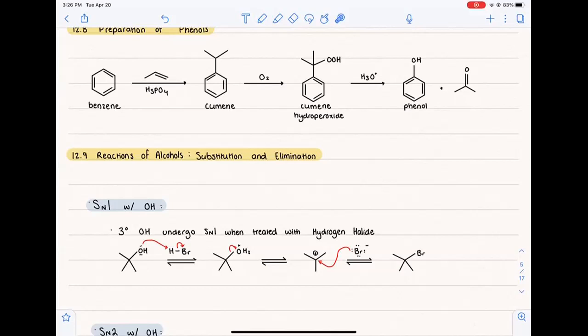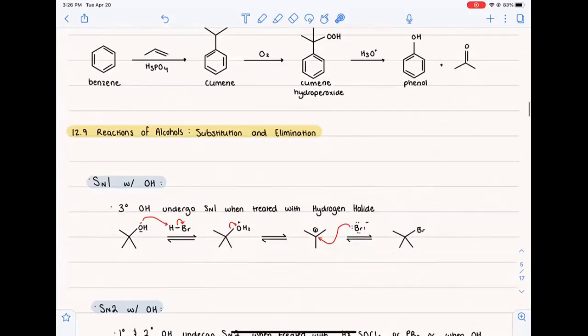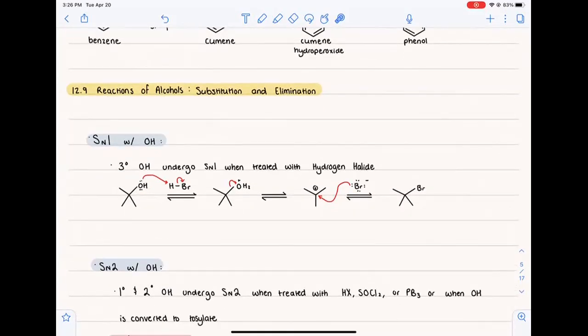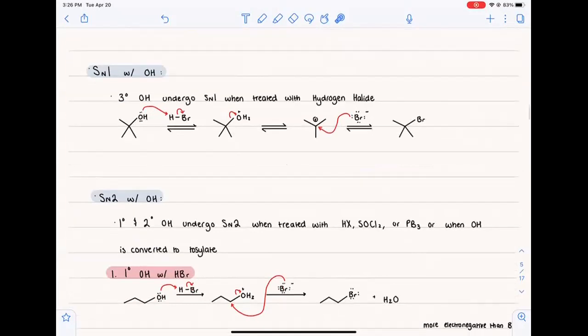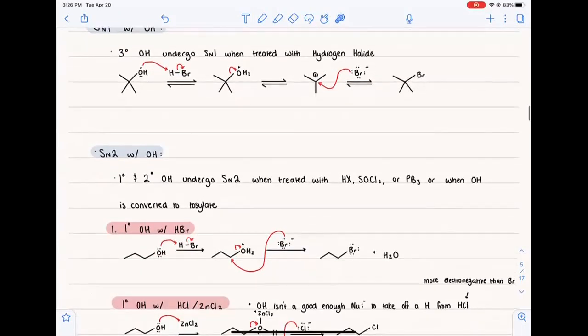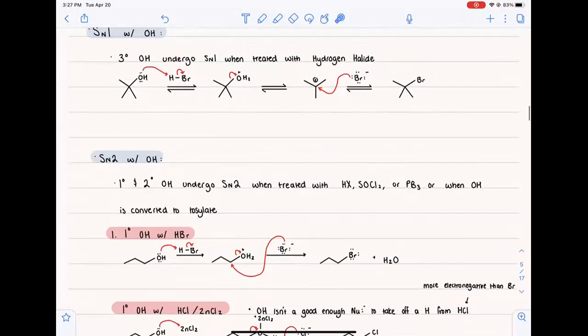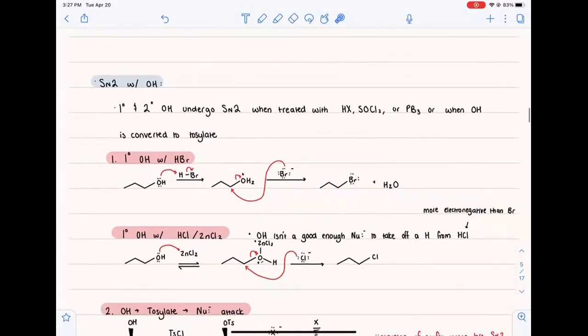I'm sorry, you guys. Okay, bromine is a halide. Moving on. Here, that is hydrogen halide. I'm not even going to question myself anymore because I was smarter 4 hours ago when I did this. Anyways, that is how it's going to react. SN1 is a substitution. SN2 with OH, this is where it gets interesting.